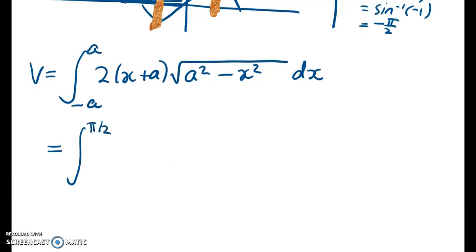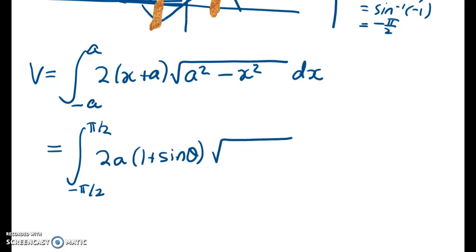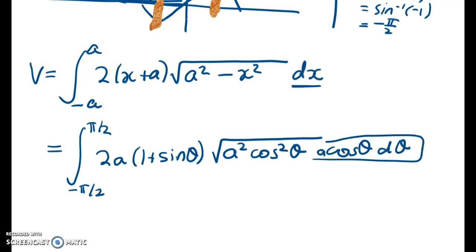New limits. x plus a. And here we've got the square root. I think I've already done this, but we've got a squared cos squared theta shown above. And then dx becomes a cos theta d theta. Right, so this is what used to be dx.